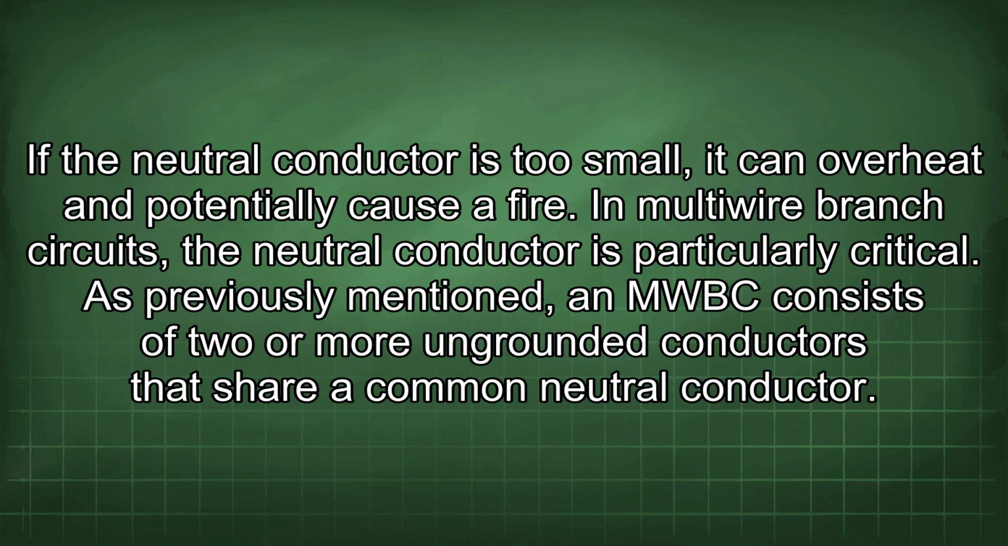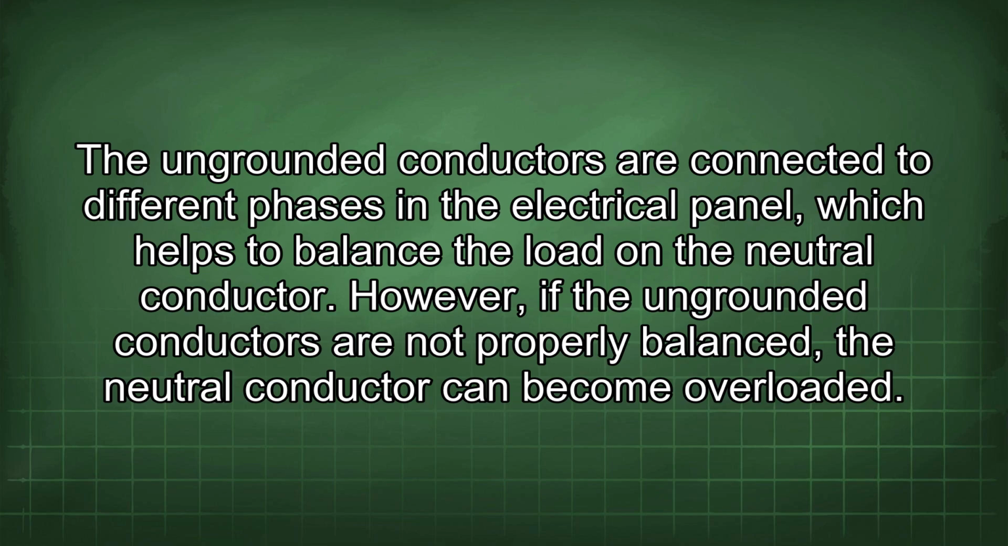In multi-wire branch circuits, the neutral conductor is particularly critical. As previously mentioned, an MWBC consists of two or more ungrounded conductors that share a common neutral conductor. The ungrounded conductors are connected to different phases in the electrical panel, which helps to balance the load on the neutral conductor. However, if the ungrounded conductors are not properly balanced, the neutral conductor can become overloaded.